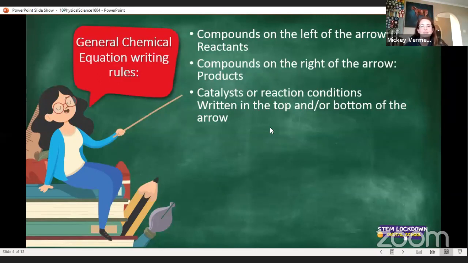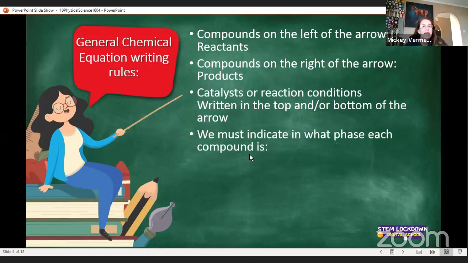All right, so if we have reaction conditions or a catalyst, we show it by writing it at the top and the bottom of the arrow. So if you need heat, then you draw a little triangle. If you've got a catalyst, then you normally write what catalyst we're using. Don't panic, I'll show you an example.